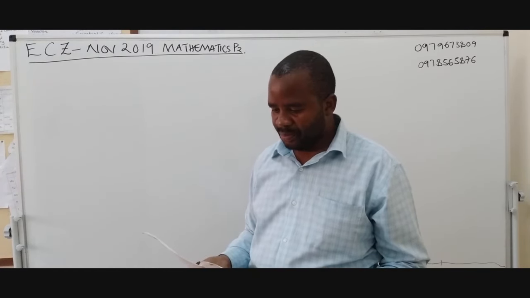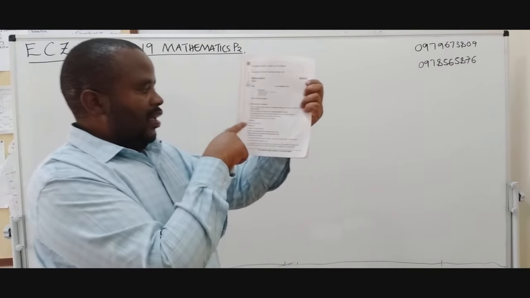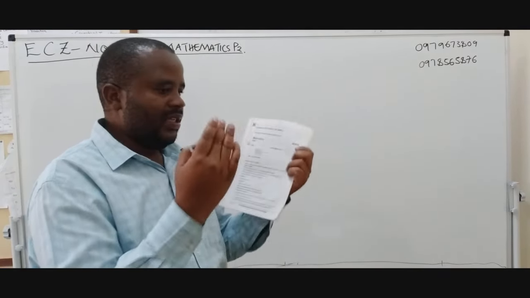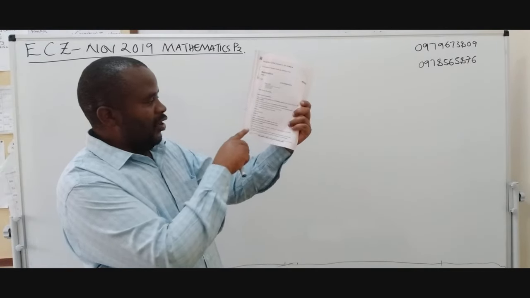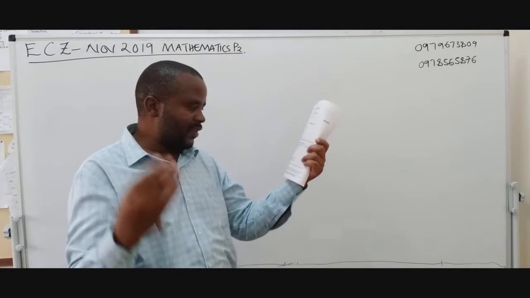Now you need to know that when you're answering this paper, you answer it in 2 hours 30 minutes. Graph papers will be given to you. Then you need to take note of the way in which you're supposed to answer. Section A, you need to answer all the questions, that is compulsory. Then section B, you answer 4 out of the possible 6.